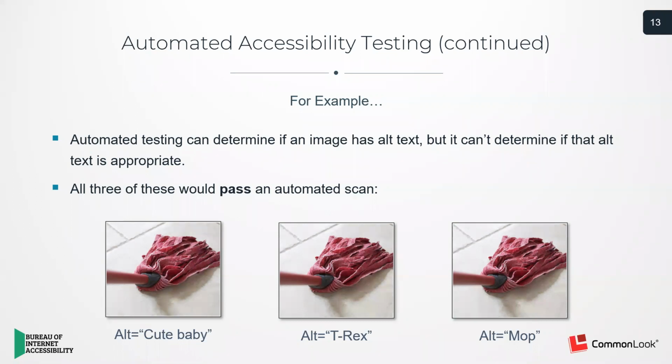For example, if a developer forgot to put a title in the metadata or missed identifying the language of the page in the HTML, an automated scan can actually do a really good job of bringing that to your attention.